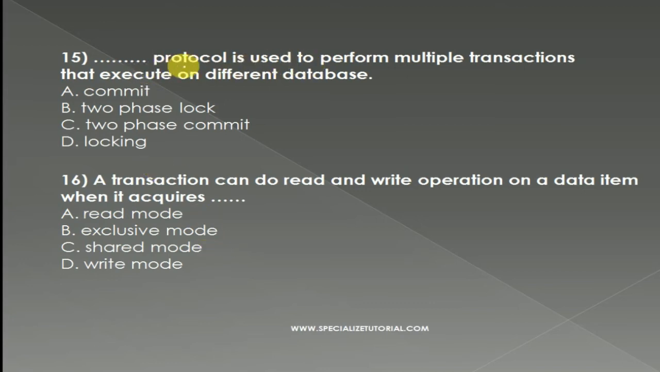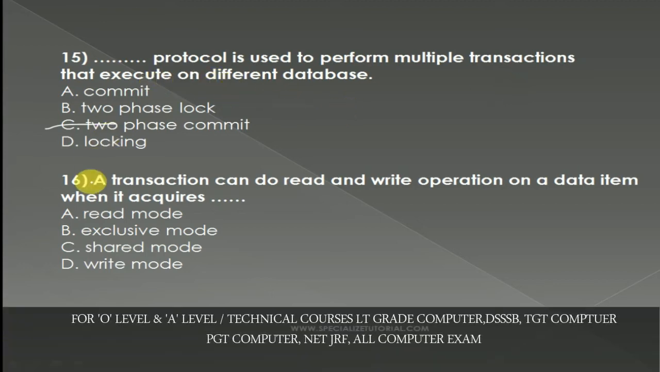Dash protocol is used to perform multiple transactions that execute on different databases. So options are commit, two-phase lock, two-phase commit, and locking. So C, two-phase commit protocol is used to perform multiple transactions that execute on different databases. Now take question number 16.